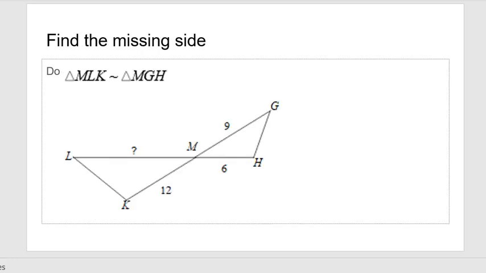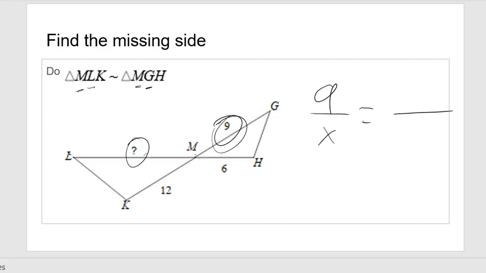With this one, once again, I'm going to pick a random one. Let's say the 9 looks nice. 9 is between M and G. M and G are the first two letters, so that means M and L are the question marks. Once again, they're next to each other here. If I put 9 on the top, that means 6 must go on the top. If I put the question mark or x on the bottom, 12 has to go on the bottom.